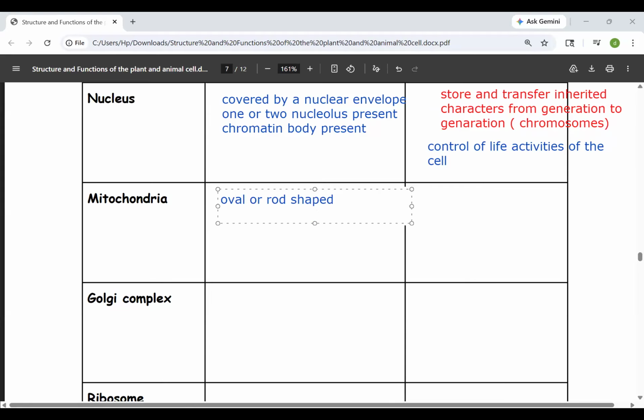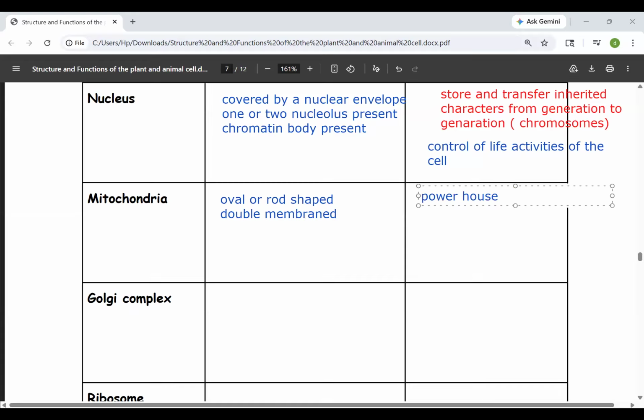Oval or rod shaped. Next one, write down: actually, they have two membranes. We'll write this one as double membrane. That is not given in the book, but we have to write double membrane. So that is enough. Then on the other side, write down powerhouse.